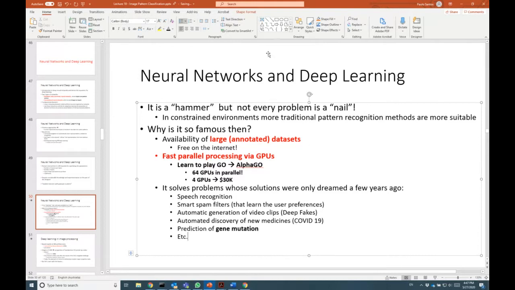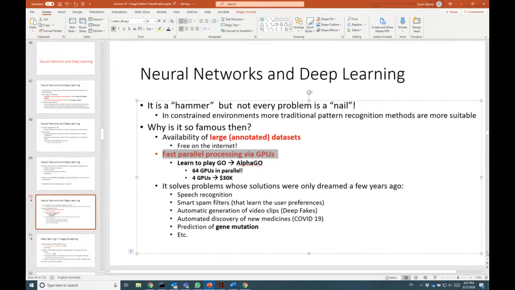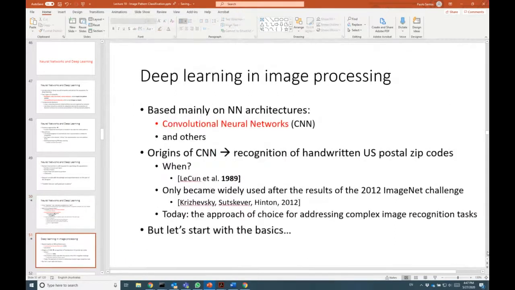Many others, right? It's all given two things: large annotated data sets, and fast parallel processing via GPUs. Without that, you are not able to do anything. So what's deep learning in image processing? That's what interests us. It's basically convolutional neural networks. That's what interests us.